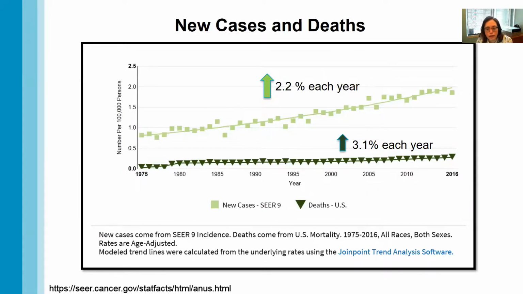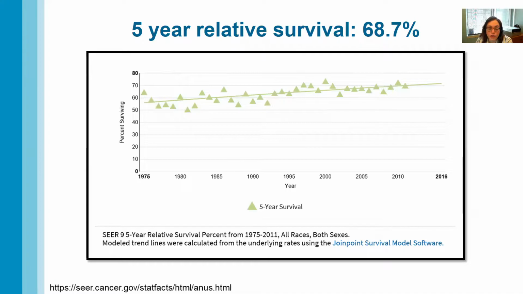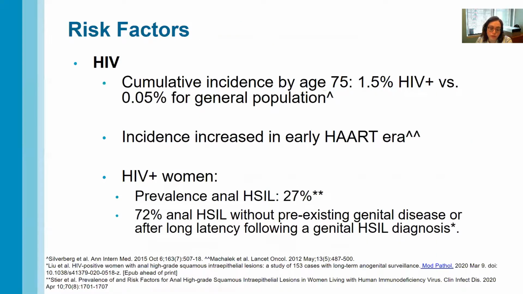Rates for new anal cancer cases have been rising steadily, on average 2.2% in recent years, while death rates have been rising on average about 3% each year over the span of time between 2008 and 2017. In terms of five-year relative survival, it's not horrible. The five-year relative survival is almost 70%, and that increases to almost 82% for cases of localized anal cancer. But for metastatic disease, this number falls to approximately 34%.